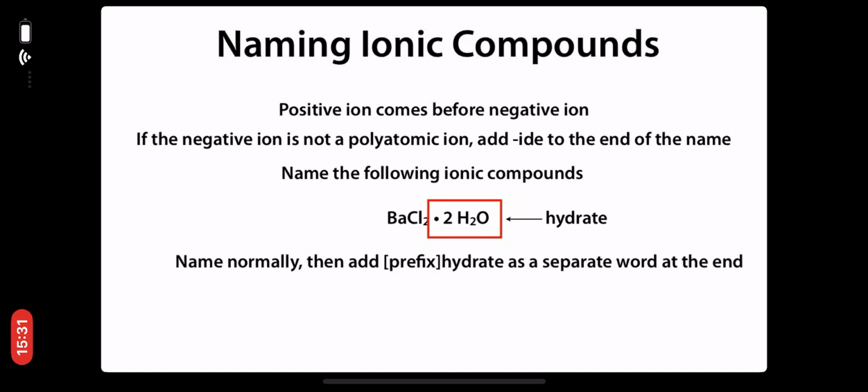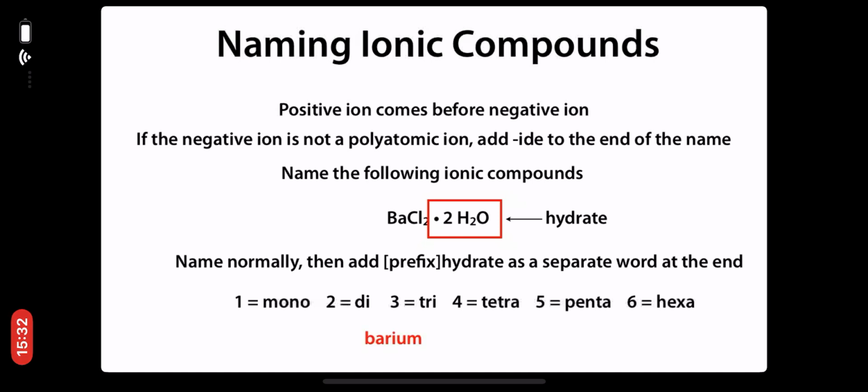What we're going to do is name the compound normally and add the prefix plus hydrate as a separate word at the end. So what does that prefix mean? If we have one water, the prefix is mono. If we have 2, the prefix is di. If we have 3, the prefix is tri. If we have 4, the prefix is tetra. If we have 5, the prefix is penta. And if we have 6, the prefix is hexa. So in this case, we're going to call this barium for Ba, chloride for the Cl, and then dihydrate for the 2H2O. We use the prefix di and hydrate for the 2 waters.